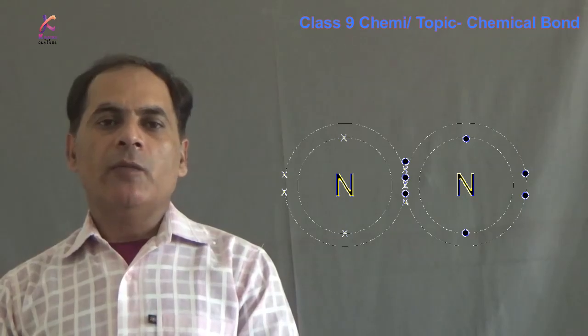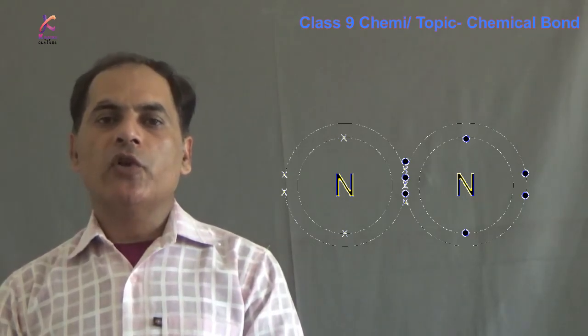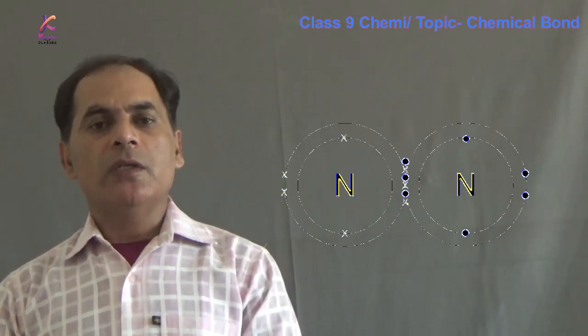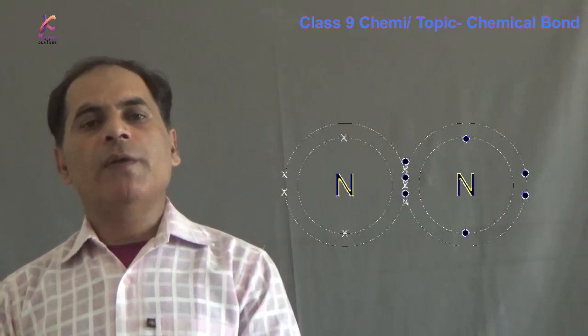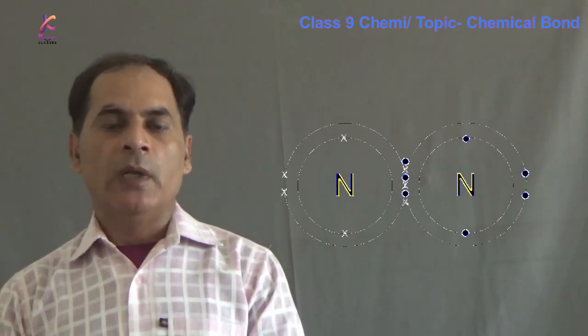Another nitrogen has the same configuration. Each nitrogen shares its 3 electrons with 3 electrons of another nitrogen atom. Since 3 electrons are being shared, they will form 3 covalent bonds. It is called triple covalent bond.